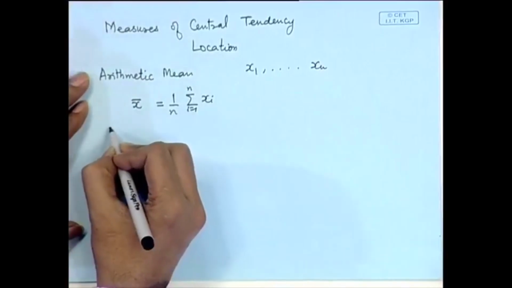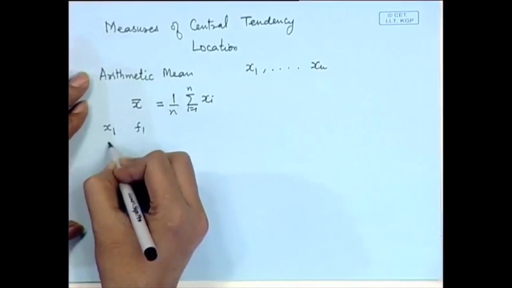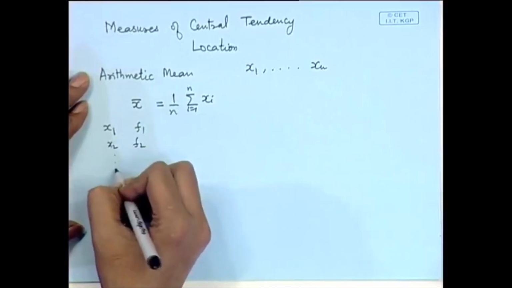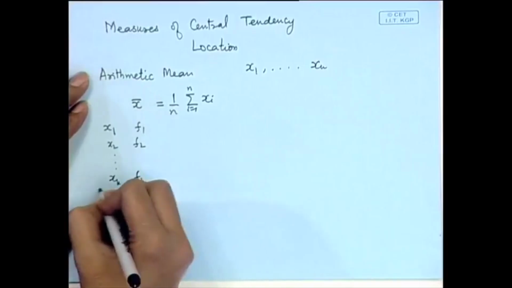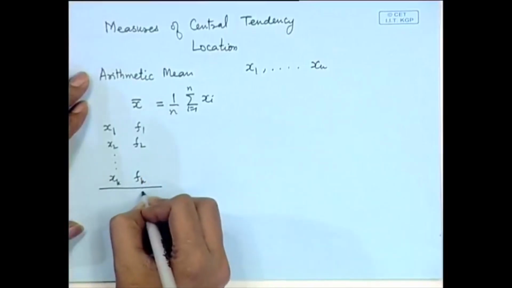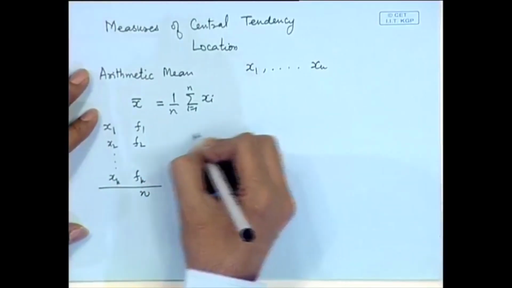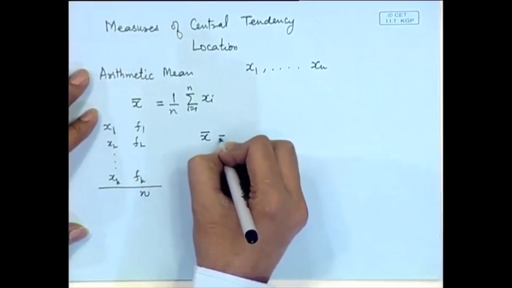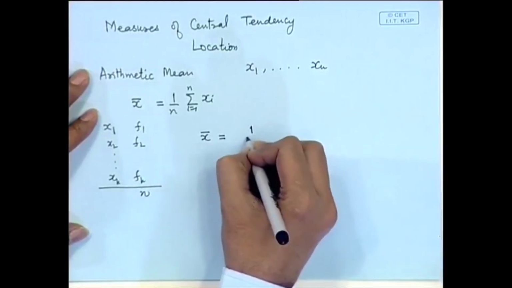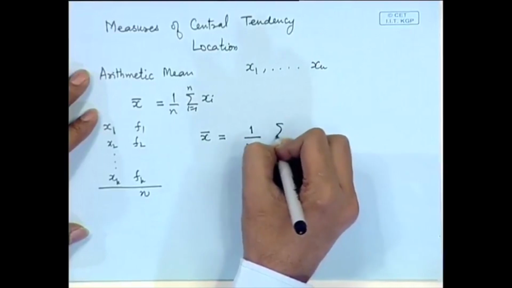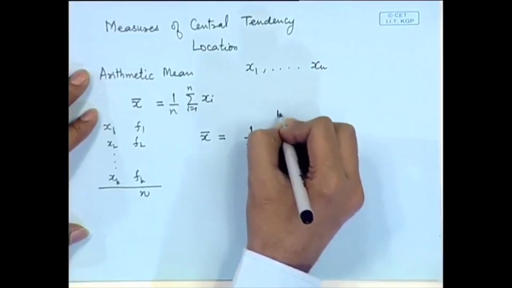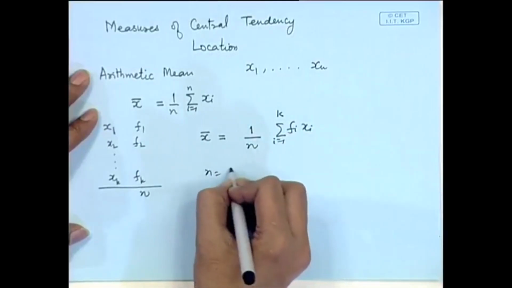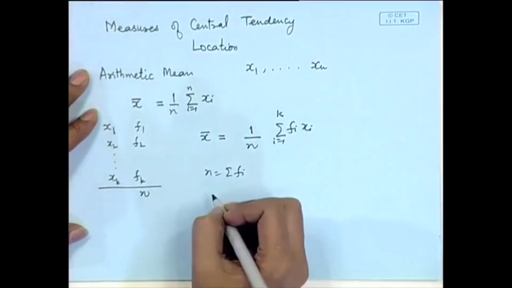Now, if I have a discrete frequency distribution, that means x 1 f 1, x 2 f 2 and say x k f k, where the total is n, then the frequency distribution's average value can be calculated using the formula 1 by n sigma f i x i, where n is sigma of f i.